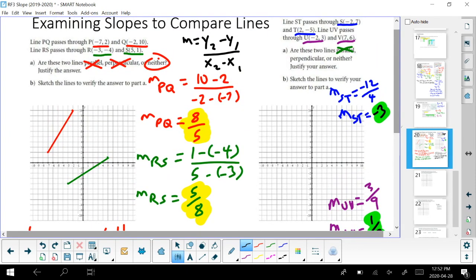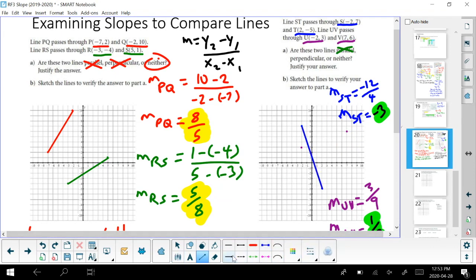Or we can verify our answer by plotting each one of the points and drawing a straight line through each set of points. So we can see that both lines will intersect at a 90-degree angle.